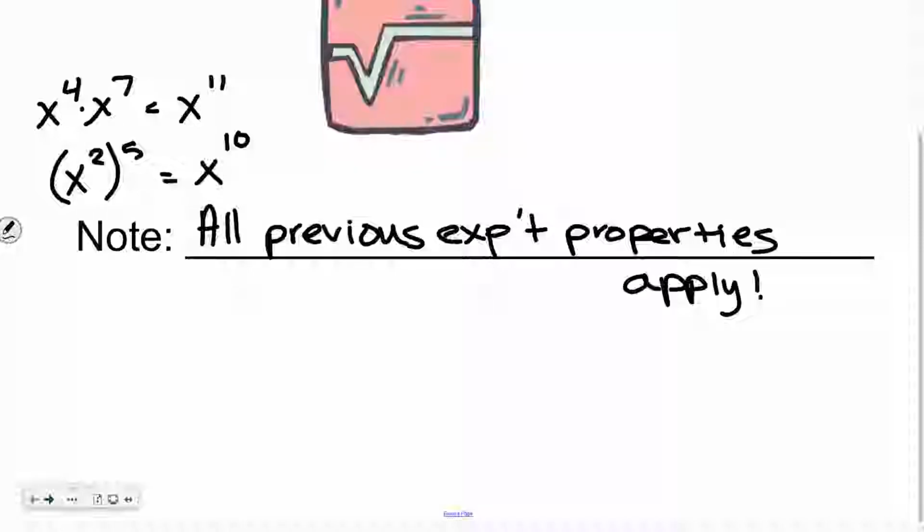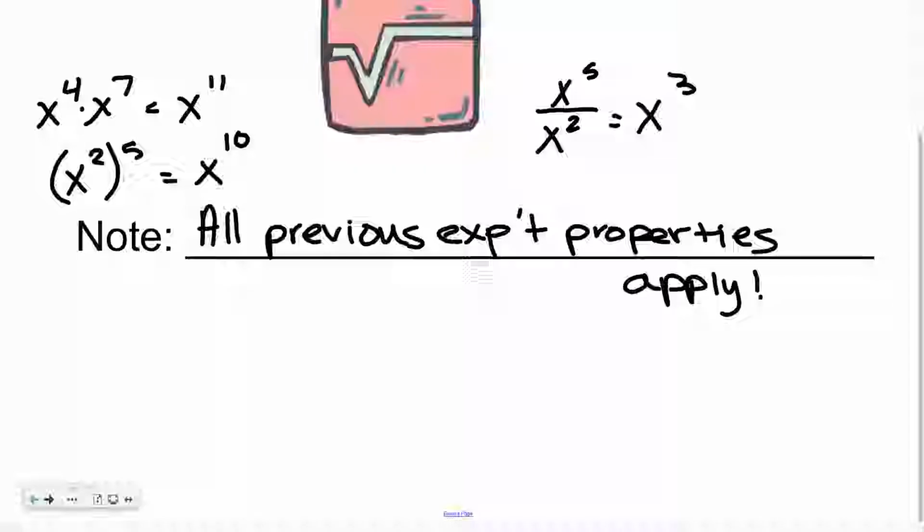And what's the other property that you know? If you're dividing, you subtract your exponents. So if I had x to the 5th over x squared, that would really be x cubed. Okay? So those things should sound familiar to you, and we're just applying them now to exponents that happen to be fractions. So that means I have to be able to add fractions, subtract fractions, and multiply fractions. Other than that, I'm pretty much set.